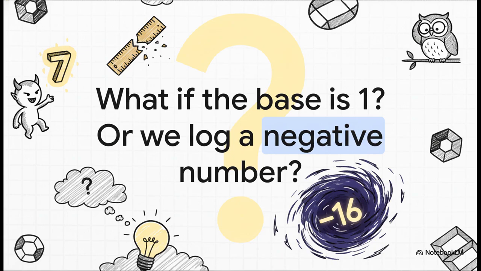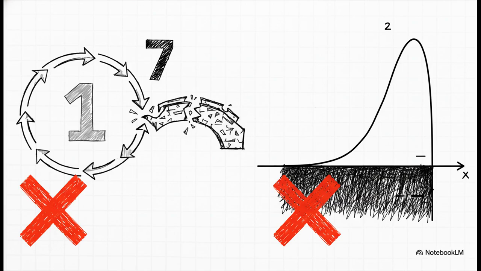What if we try to ask something like log base 1 of 7, which is just asking 1 to what power gives you 7? Or what about log base 2 of negative 16? Is that even possible? Just take a second and think about it. And yeah, the answer is no way. It's impossible. You can raise 1 to any power you want, you're always just going to get 1, never 7. And you can't raise a positive number like 2 to any real power and get a negative result. But here's the cool part. These aren't failures. These broken attempts are exactly how we build our rulebook.